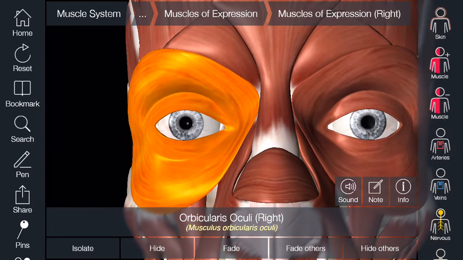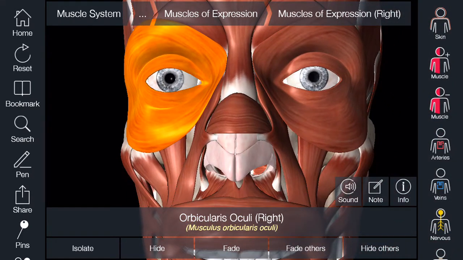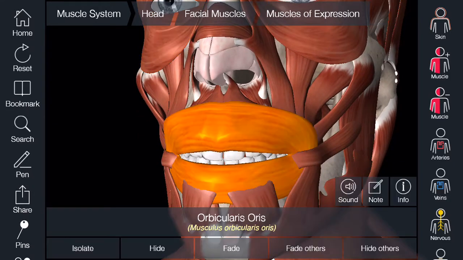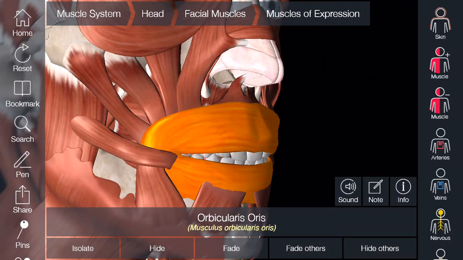Next, we have the orbicularis oris. Oris for oral, that's the mouth. Orbicularis oris, and the action is to draw the lips together. Next, let's go to the zygomaticus. That's the side of the head.